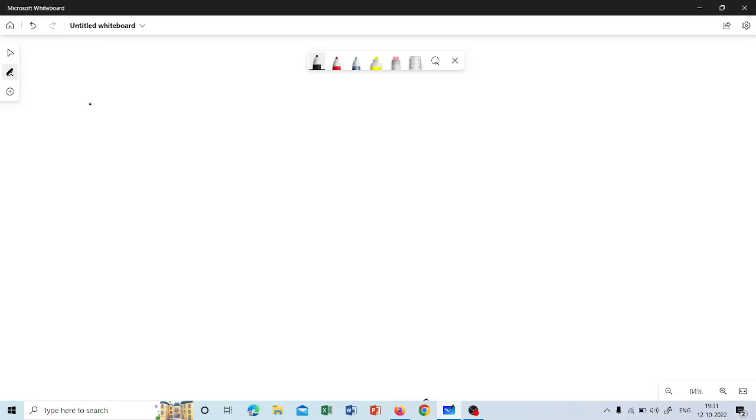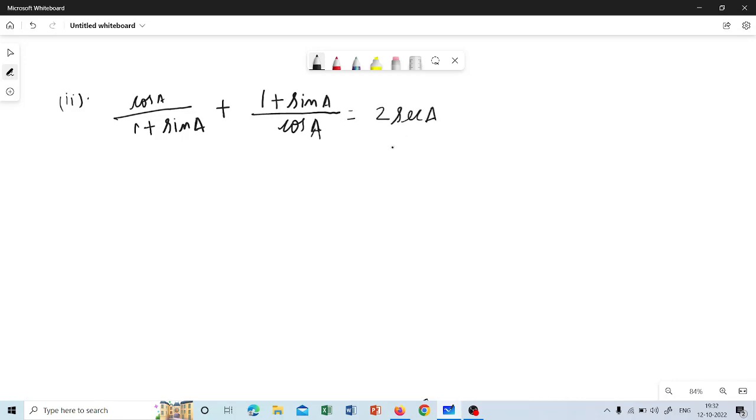Second question is nothing but cos A by 1 plus sin A plus 1 plus sin A by cos A. We have to prove that this is equal to 2 into secant of A.